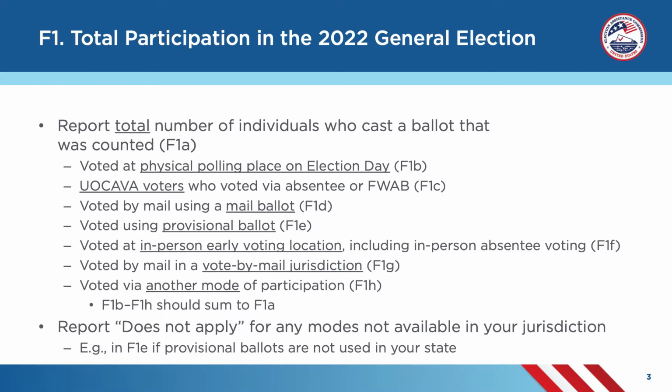F1F is for individuals who voted in person at an early voting location. This includes all voters who cast their ballots in person before Election Day, including in-person absentee voting if it's allowed in your jurisdiction.